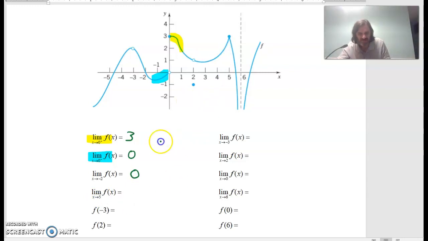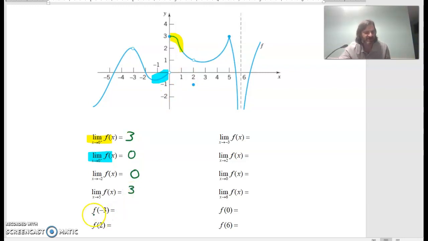The next one, as I approach 5, where's 5? Over here. That's a two-sided limit. Coming at it from the left, it looks like I'm going to hit 3. Coming at it from the right, it looks like I'm going to hit 3. Very different approaches, but they're approaching the same point. So in that case, it looks like the limit is 3.